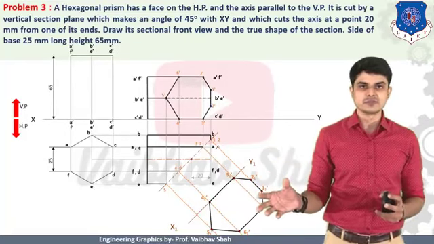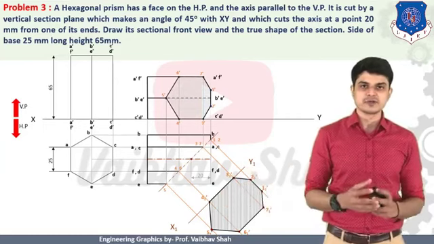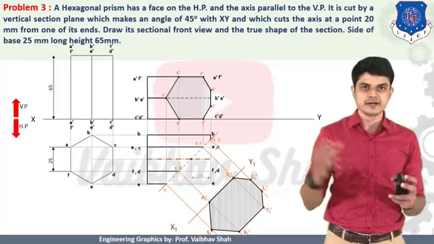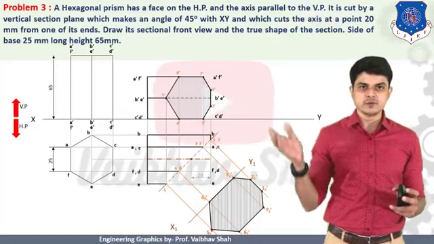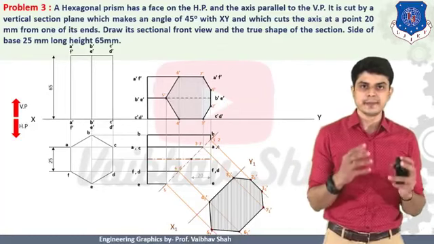So after getting the true shape, you should give the hatching to this true shape. So let us give hatching. So this is nothing but your final view generated, which is your true shape of the section. So we have generated the sectional front view and true shape of the section. So now let us move to our next example.